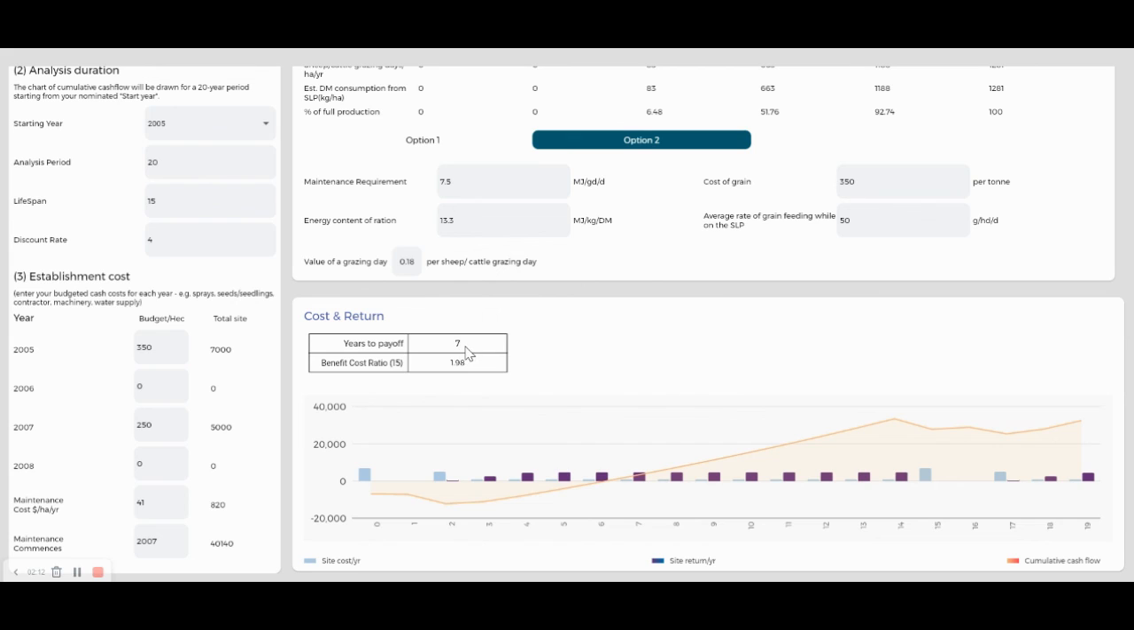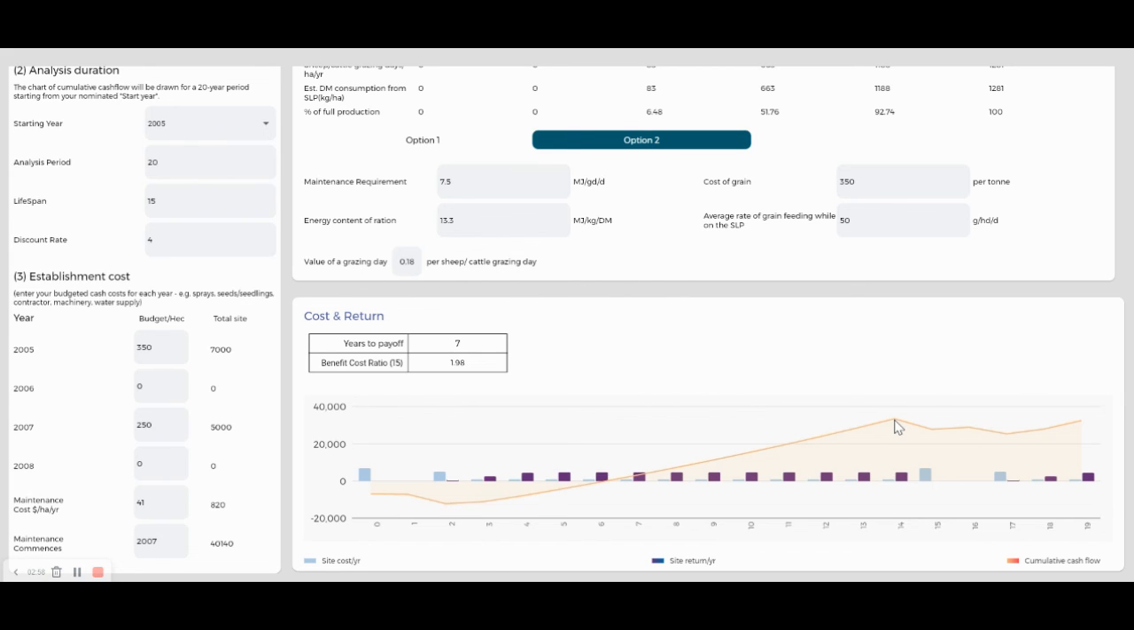That has reduced the years to pay off from 8 down to 7 and has increased the benefit cost ratio up to almost 2. That means that at the end of the 14-year, 15-year period, the cumulative cash flow has increased to over $30,000, so closer to $35,000 instead of $25,000. So we are certainly able to calculate the effects of changing the costs, the productivity, and the price of grain.